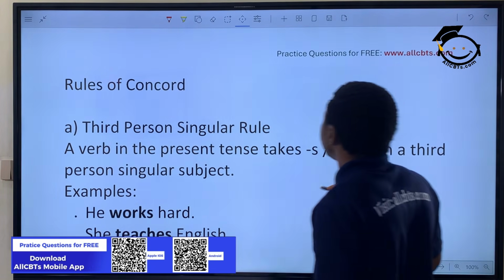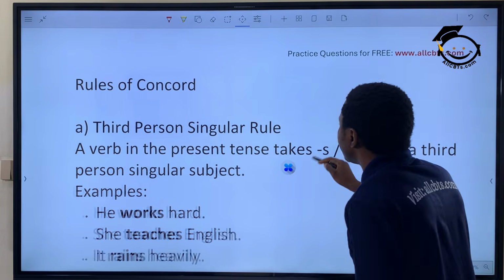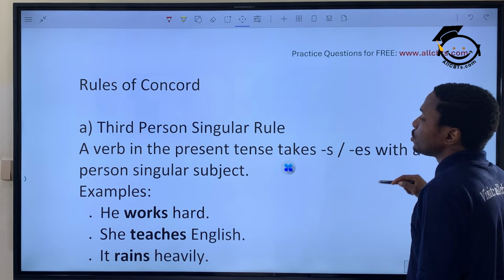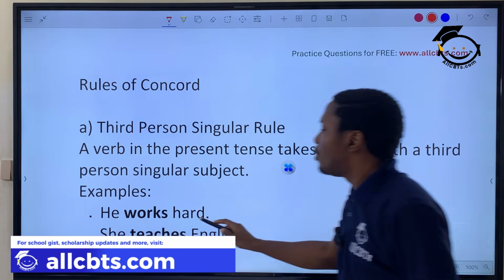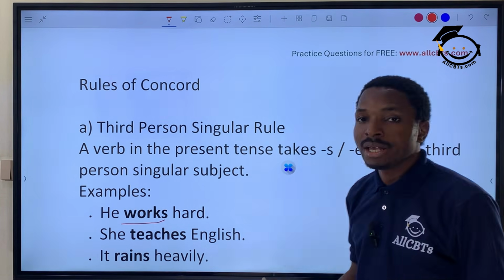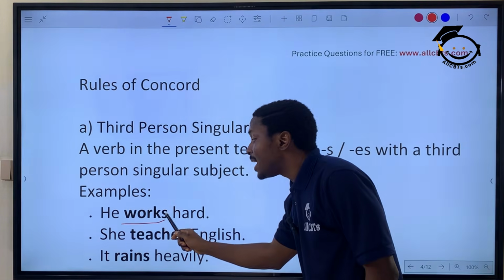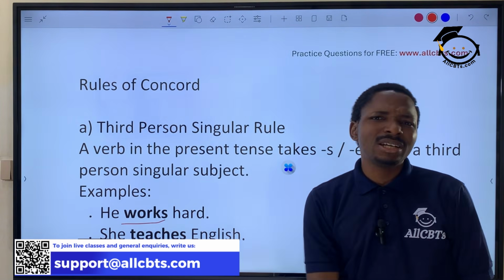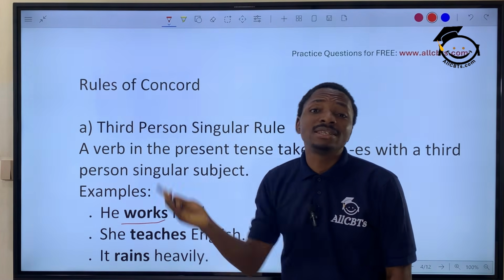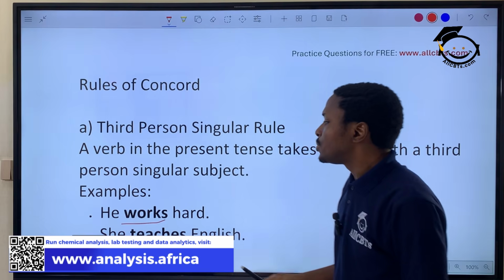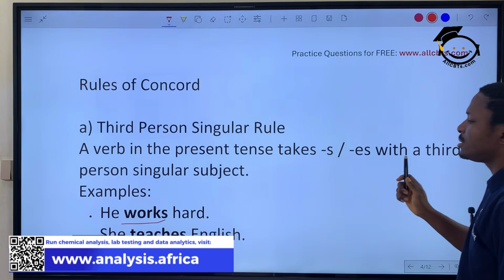So a verb in the present tense takes S, or ES, with a third person singular subject. Now, he works hard. Singular verbs will always take S. Never forget it. It's not like what you do in your tenses, right? So singular verbs always take S.